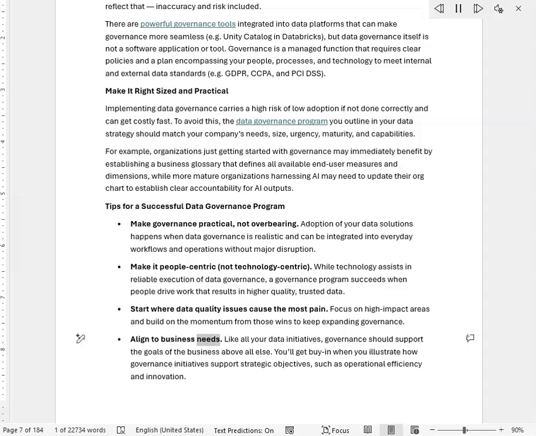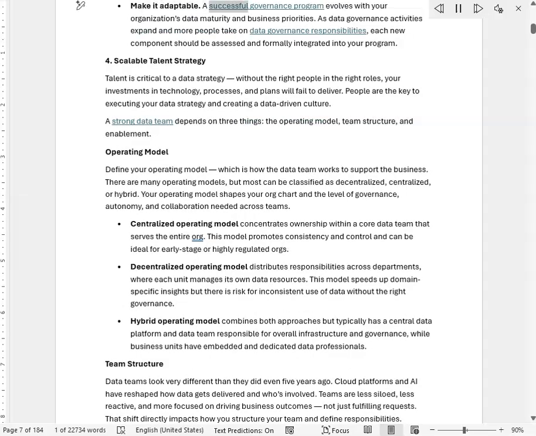Align to business needs. Like all your data initiatives, governance should support the goals of the business above all else. You'll get buy-in when you illustrate how governance initiatives support strategic objectives, such as operational efficiency and innovation. Make it adaptable. A successful governance program evolves with your organization's data maturity and business priorities. As data governance activities expand and more people take on data governance responsibilities, each new component should be assessed and formally integrated into your program.